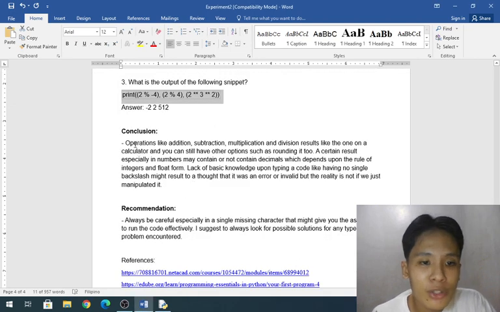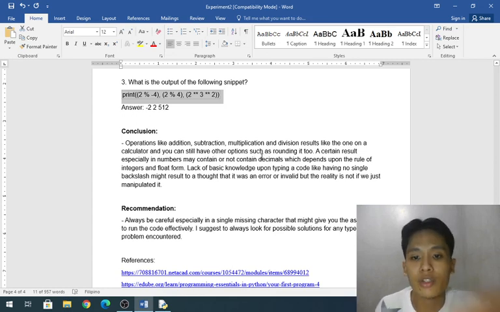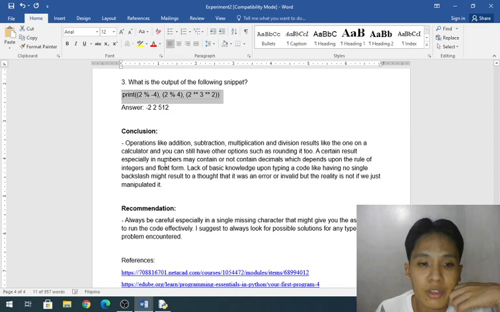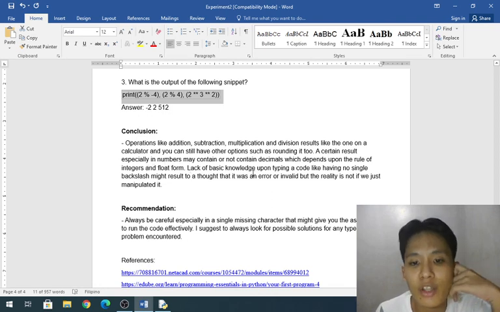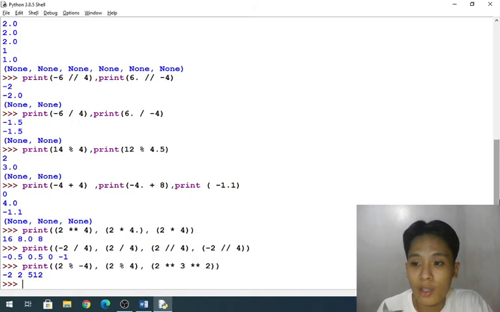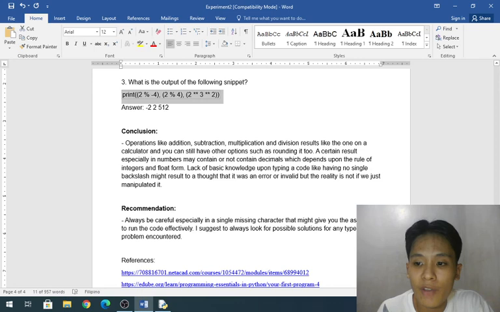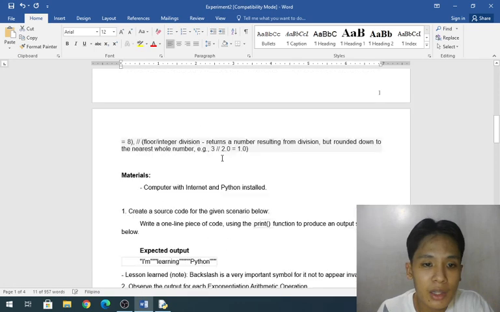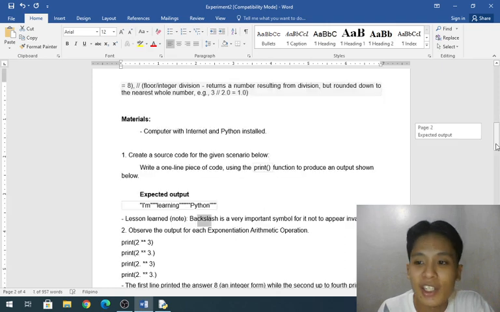So my conclusions are: operations like addition, subtraction, multiplication, and division give results like those on a calculator, and you can still have other options such as rounding. A certain result, especially in numbers, may or may not contain decimals, depending upon the rule of integers and float form. Lack of basic knowledge when typing code, like having no single slash, just like on the previous one at the very beginning. Let me recap: my lesson learned, the backslash.